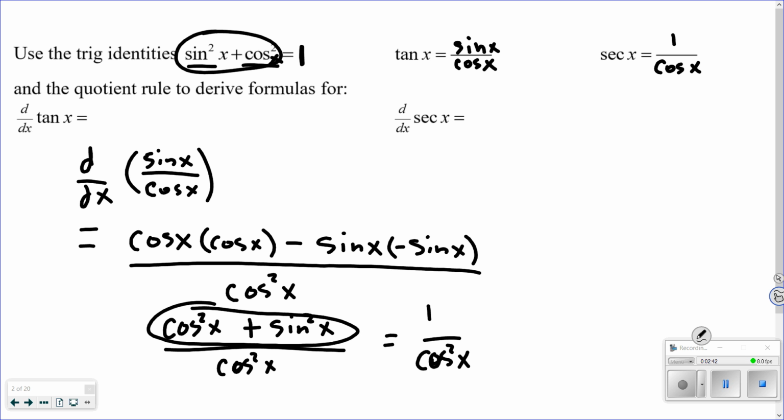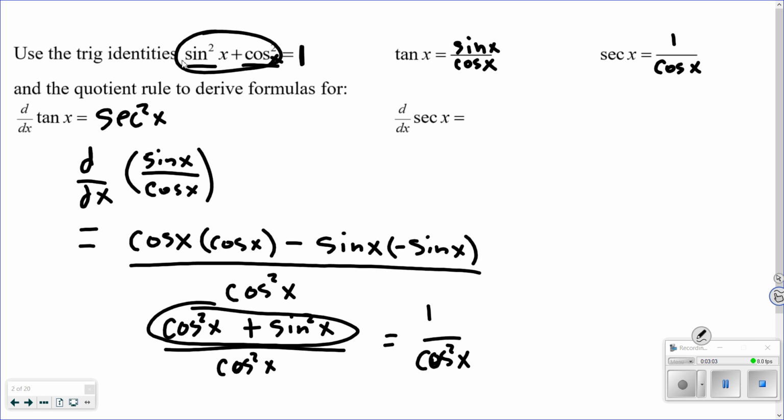Well, 1 over the cosine, right up there, is the secant. So 1 over the cosine squared is the secant squared of x. So there's our derivative. The derivative of the tangent of x is the secant squared of x. And again, you can show that just like I did there by switching tangent to sine and cosine and by using the quotient rule.